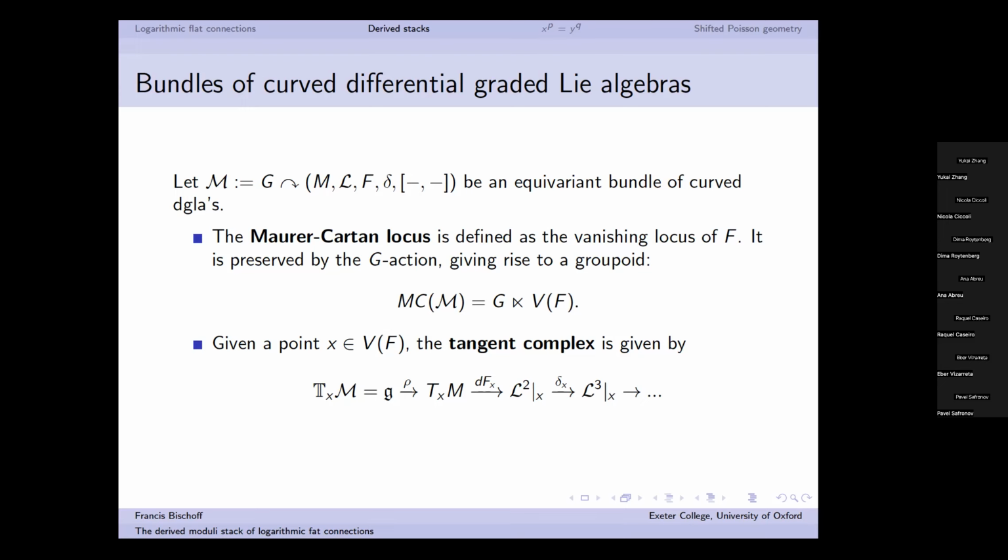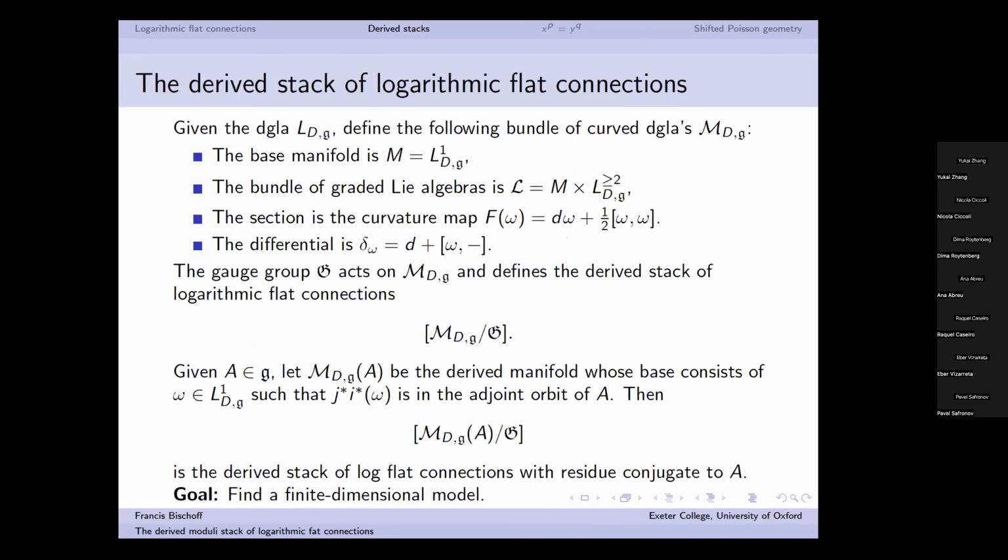Then in degree 1, we put the tangent space. The map is the derivative of F. And then in degree 0, we put the Lie algebra and the infinitesimal action. Okay, so given a DGLA, there's a standard way of extracting one of these bundles of curved DGLAs, and we can apply it to this DGLA. Remember, this is the logarithmic forms valued in g.